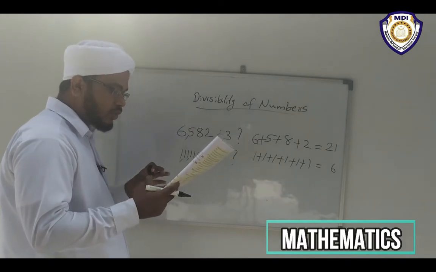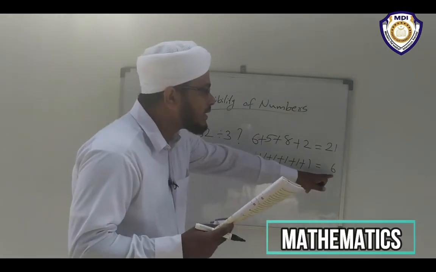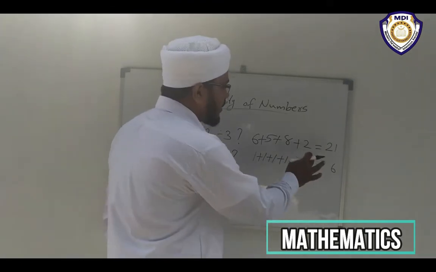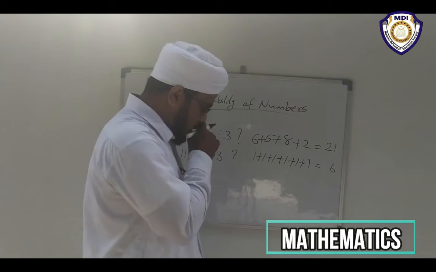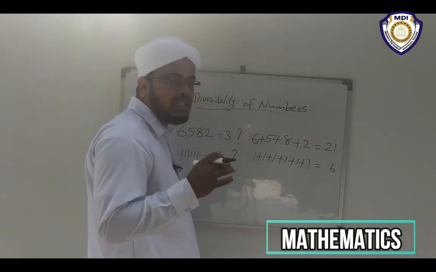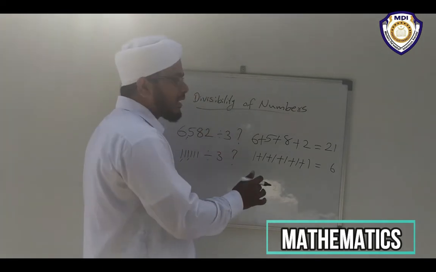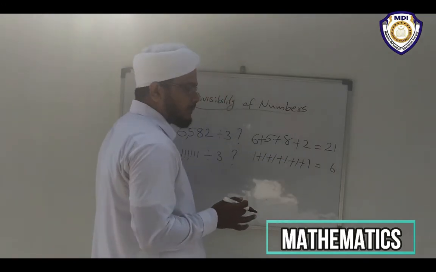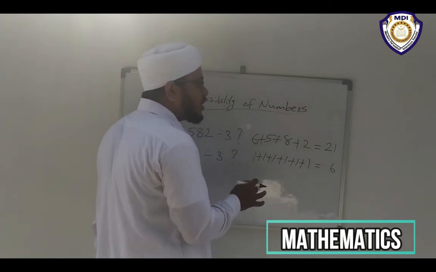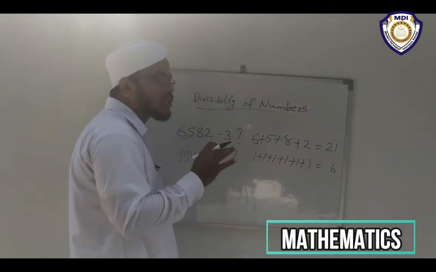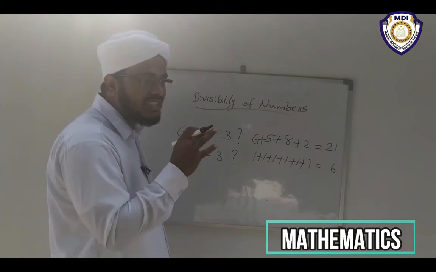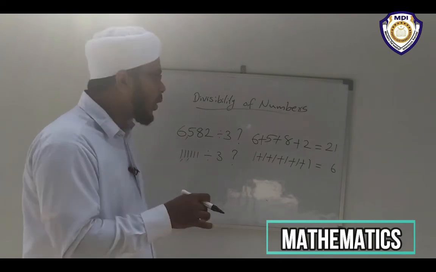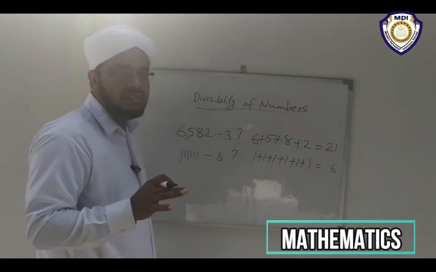After that, you have to check: is it divisible by 3? Yes, sure, it is divisible by 3, because 7 times 3 is 21. There are 7 threes in 21, so 21 is divisible by 3. That is why this number is also divisible by 3, because the sum of each and every digit of that number is divisible by 3. So, this number is divisible by 3.